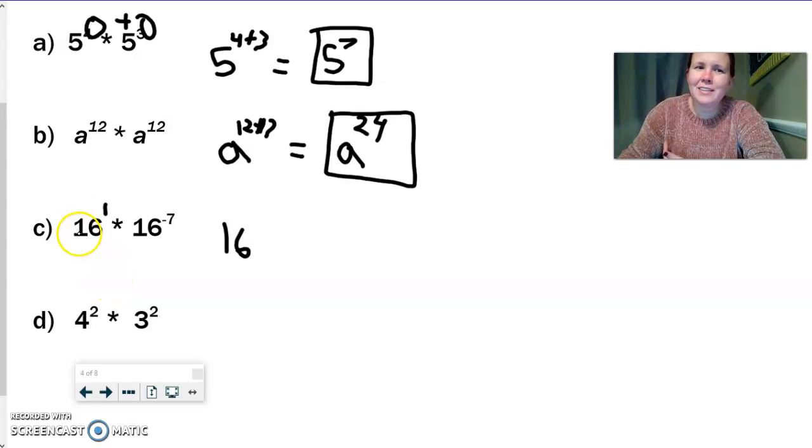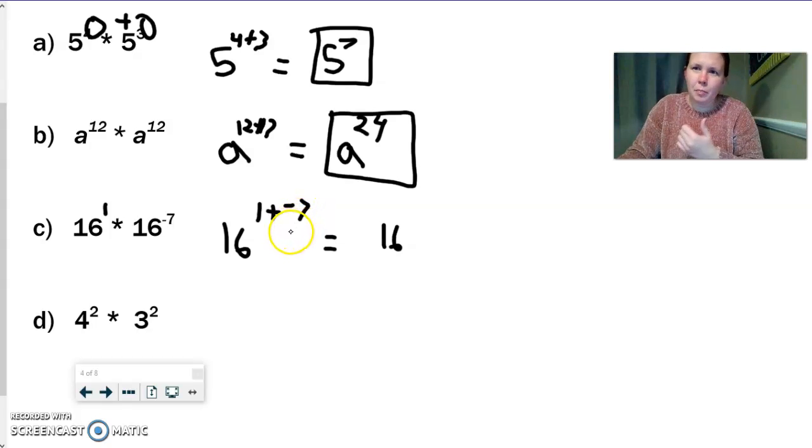Because remember, anything to 0 was 1, like the whole answer was 1. So this is like saying 16 to the power 1 times 16 to negative 1, or sorry, negative 7. So I am taking 1 plus negative 7. So now we have to remember our integer rules. When I take a 1 plus a negative 7, it means I'm going backwards into the negative direction, and I'm actually going to end up with negative 6.